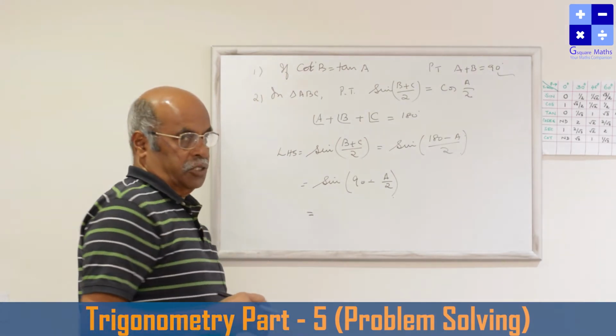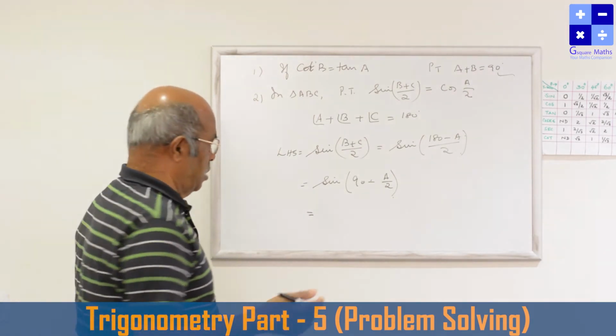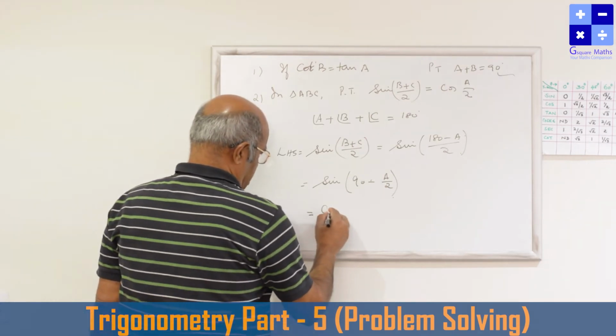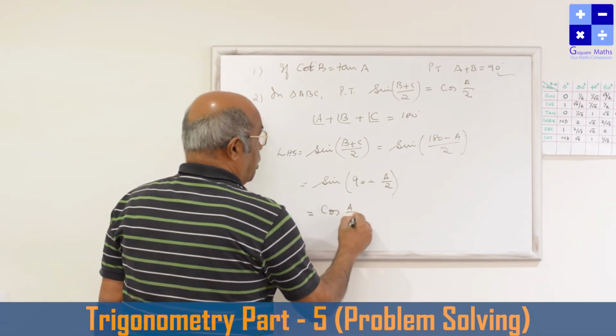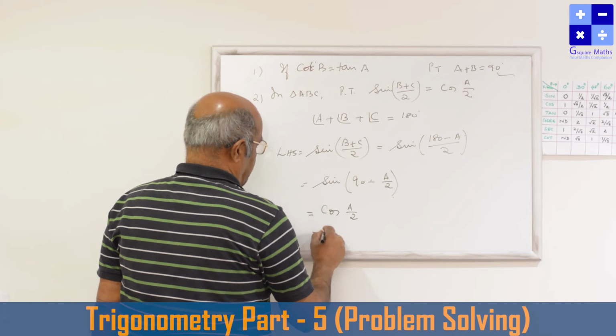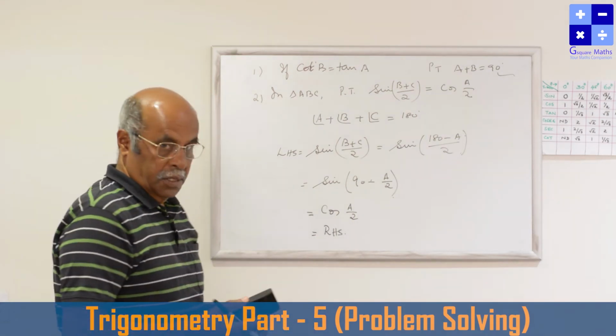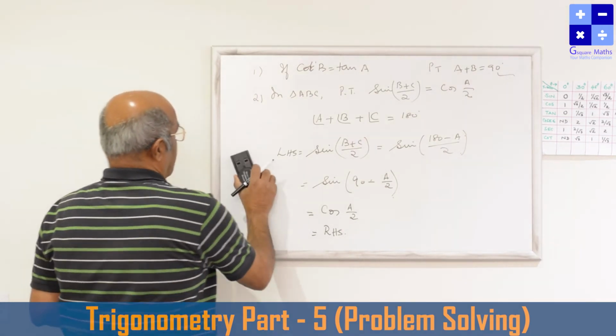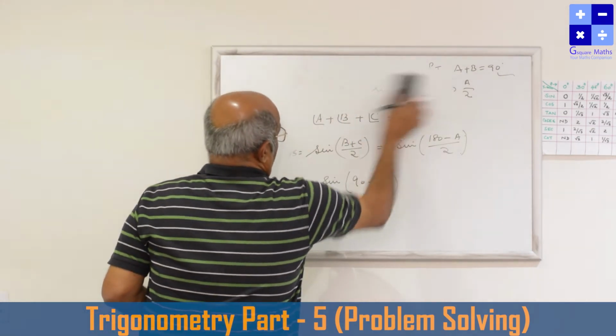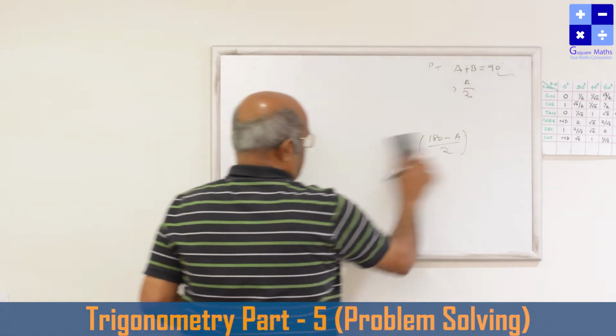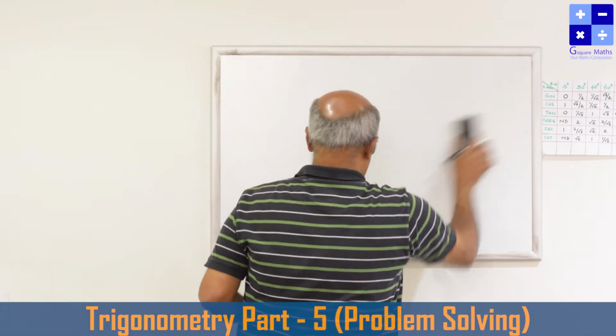Trigonometric complementary angles: sin 90 minus theta is equal to cos theta. Therefore it is nothing but cos A by 2, that is equal to the right hand side. I think it's clear. So let us come to solve some trigonometric identities.